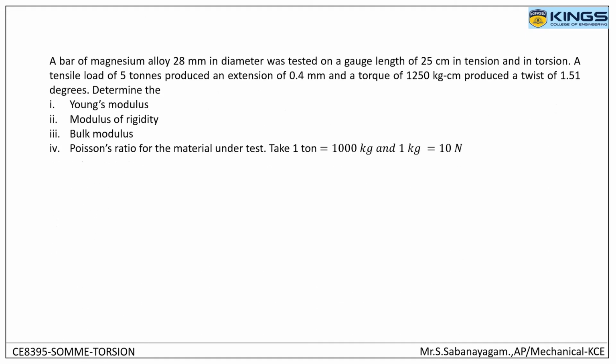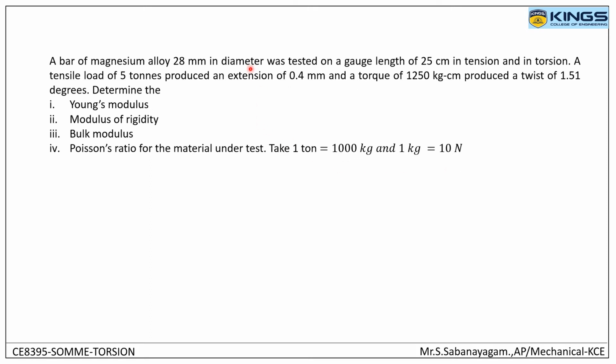So the given problem is: a bar of magnesium alloy 28 mm in diameter was tested on a gauge length of 25 cm in tension. A tensile load of 5 tons produced an extension of 0.4 mm, and a torque of 1250 kg centimeter produced a twist of 1.5 degrees. Determine Young's modulus, modulus of rigidity, bulk modulus, and then Poisson ratio for the material under test. Take 1 ton equal to 1000 kg and 1 kg equal to 10 Newton.